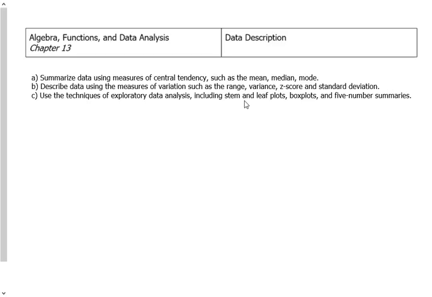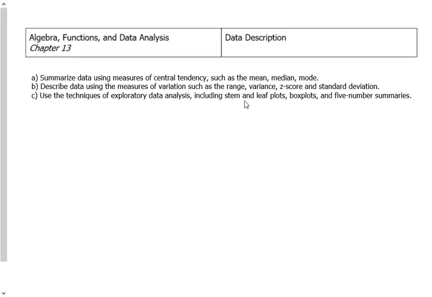And you can see a lot of these things you already know. In A, measures of central tendency. Basically, what's the average: mean, median, mode. In B, we're going to describe data using other things such as the way it varies: range, variance, z-score, standard deviation. And then in C, you're going to kind of plot data: stem and leaf, box plots, and something called a 5-number summary. So we're going to try to do this all in one video. It might take 2 or 3, but we'll see.